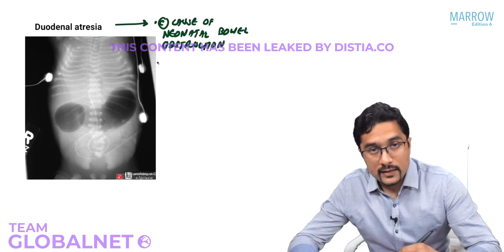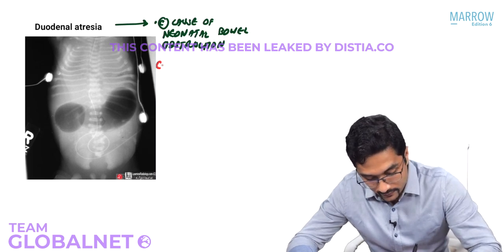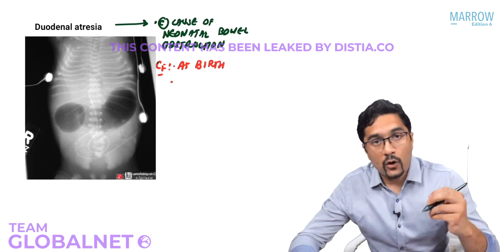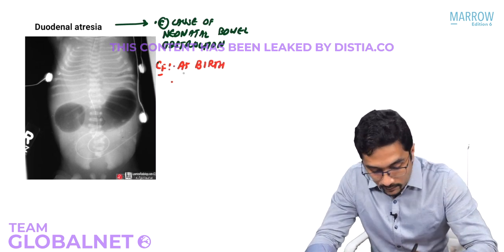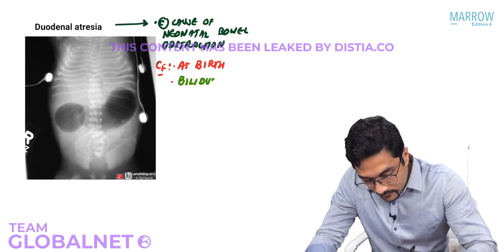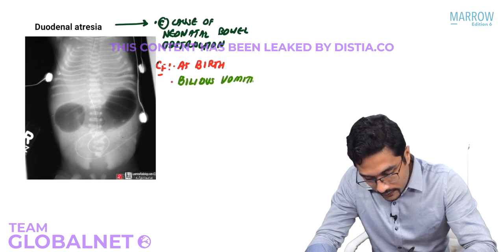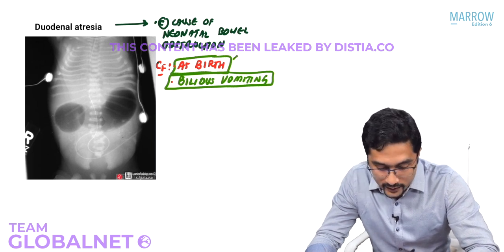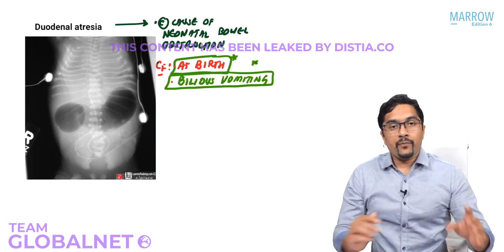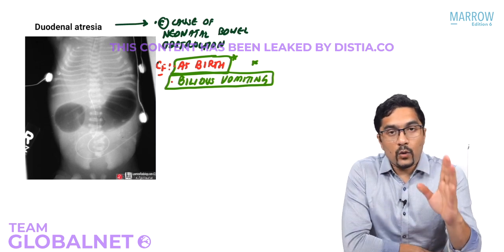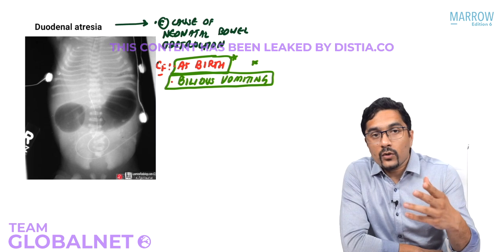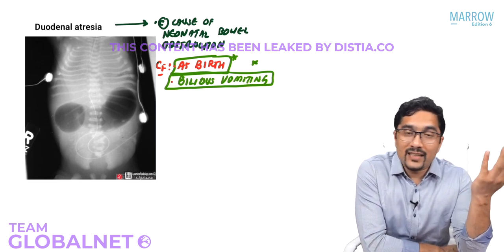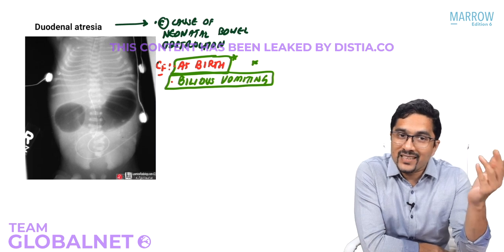And what will be the clinical features? These patients are going to present at birth. And because the duodenum is obstructed, there is going to be bilious vomiting present in these patients at birth. These 2 points help in differentiating it from idiopathic hypertrophic pyloric stenosis, which I've told you is going to manifest after 3 to 4 weeks, and in those patients there is non-bilious vomiting.